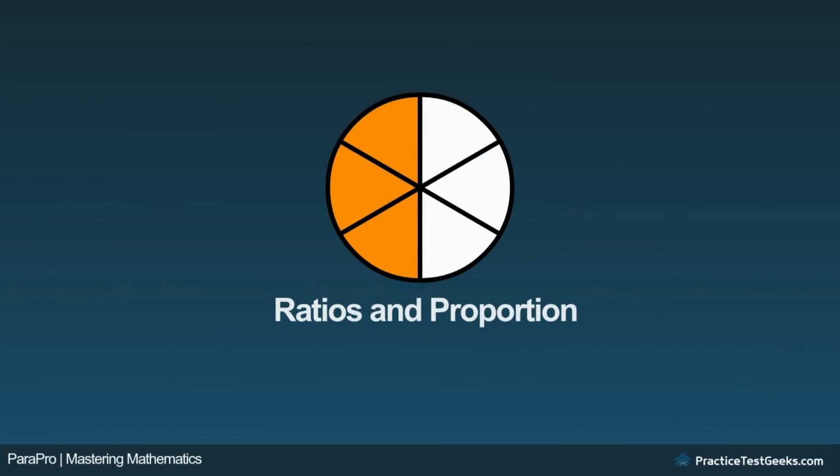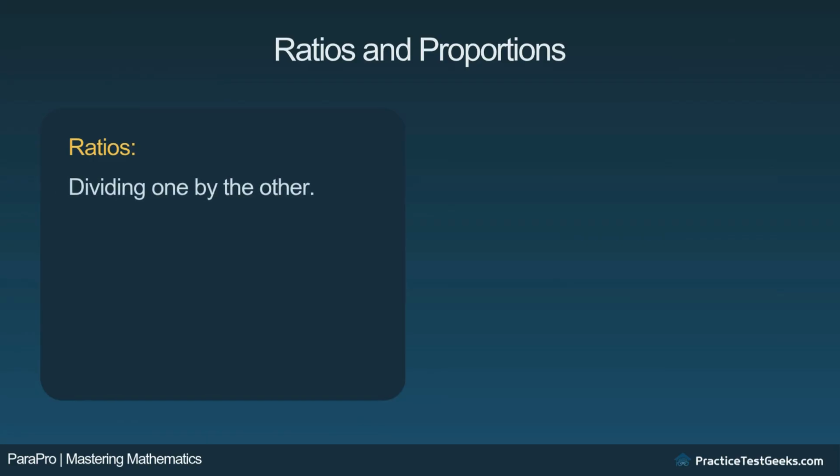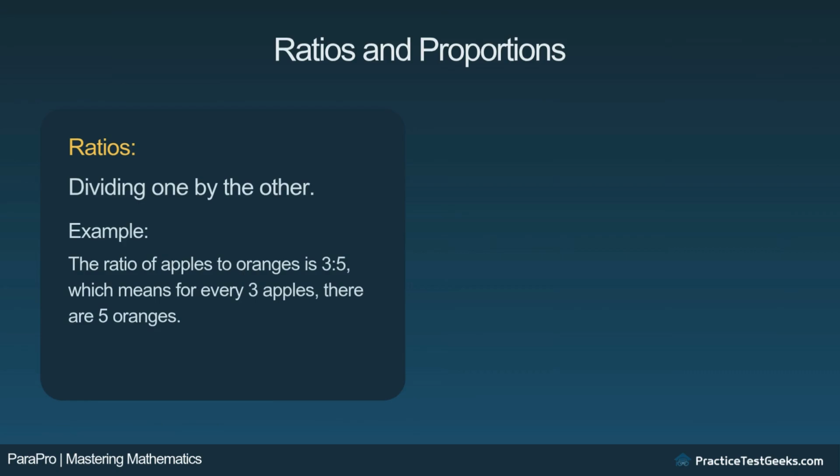Ratios and proportions. Ratios and proportions are used to compare quantities and understand relationships between them. Ratios. A ratio compares two quantities by dividing one by the other. Example: the ratio of apples to oranges is 3:5, which means for every 3 apples there are 5 oranges.